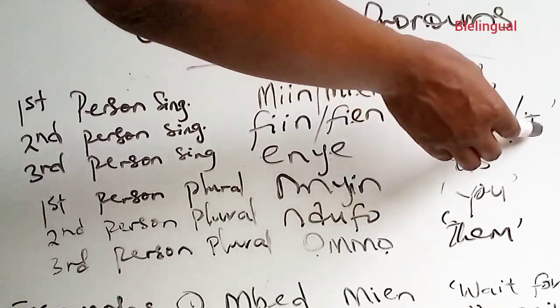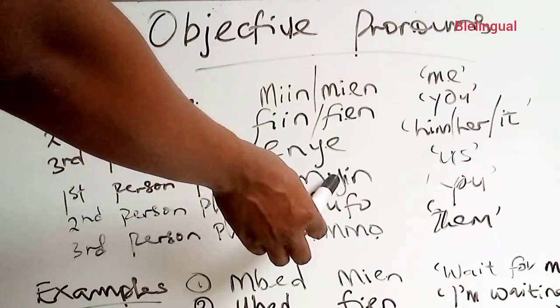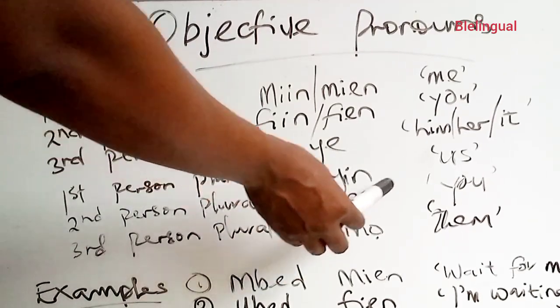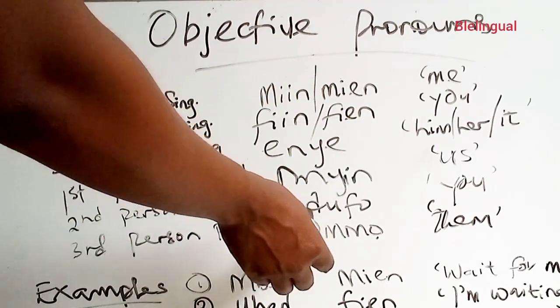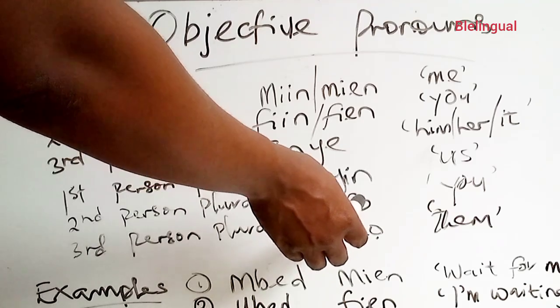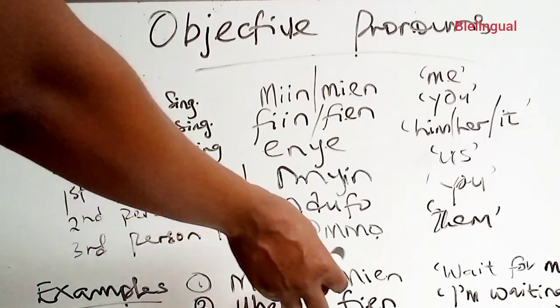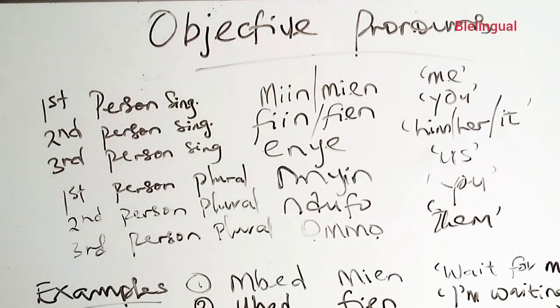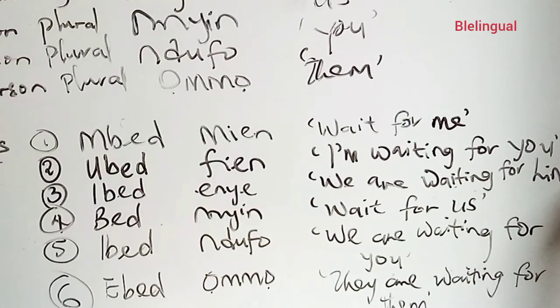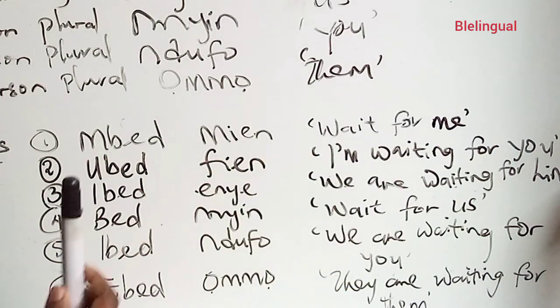In the first person plural, we have nyan, that means us. In the second person plural, we have ndufo, that means you. And in the third person plural, we have ommo, that is them. Let's quickly take a look at some of the examples we have on the board for the objective pronouns. The first one is mbet mien.